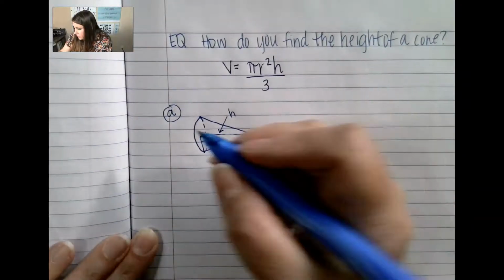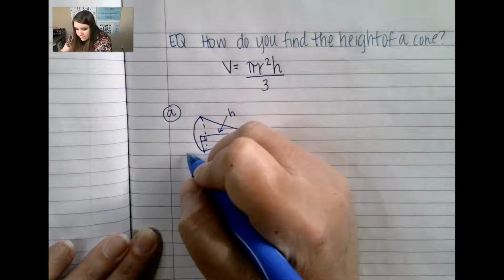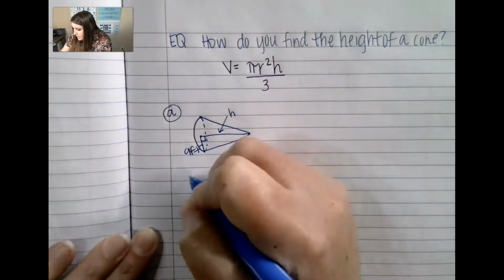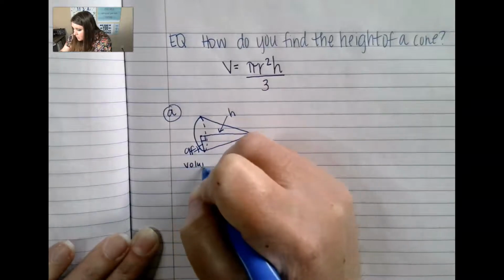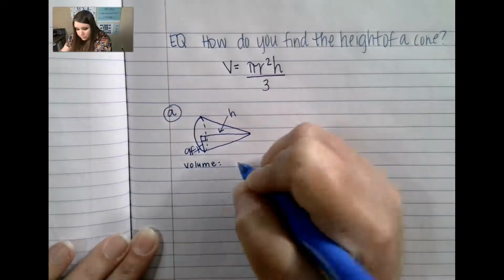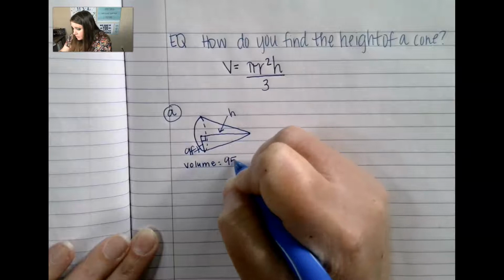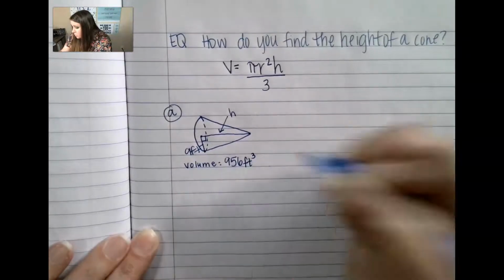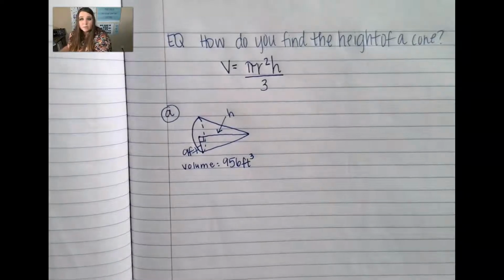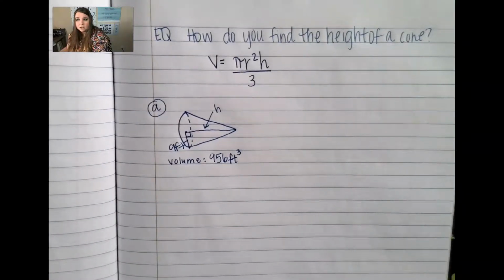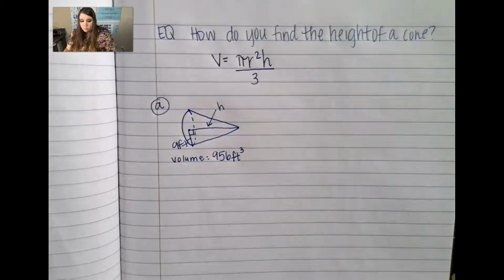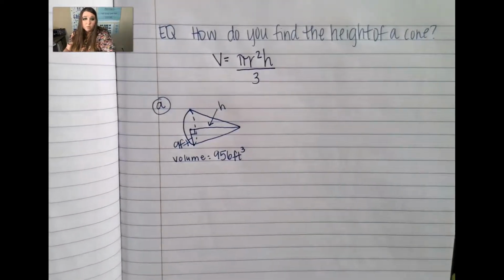In this cone, our radius is 9 feet. And it tells us that the volume of this cone happens to be 956 feet cubed. So our job is going to be to solve for h as we are subbing in whatever it is that we have and finding what we don't have.